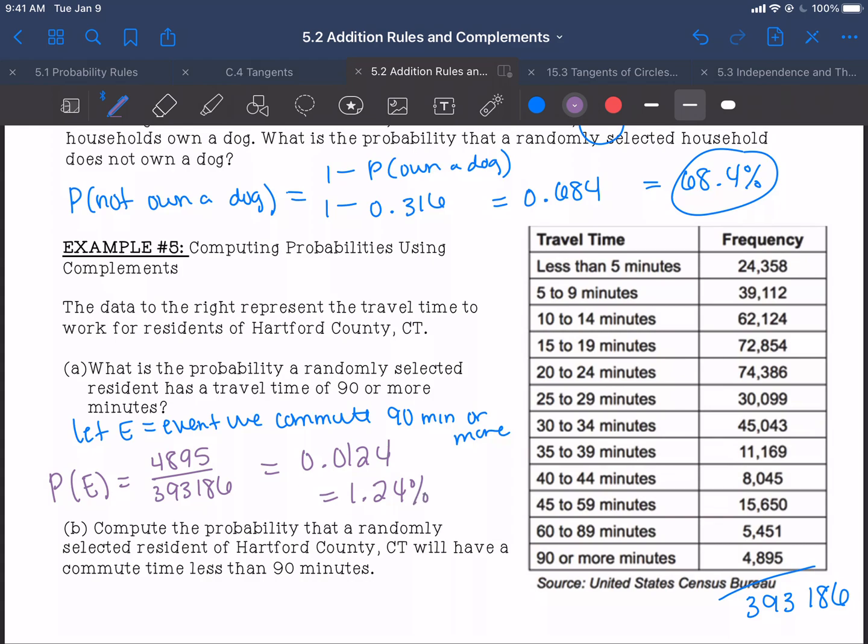Part B, compute the probability that the randomly selected resident will have a commute time less than 90 minutes. So less than 90 minutes would be all of these. So we could find the probability of each and add them together, but a quicker way is we're finding the probability of everything but what we just found. So we would take 1 minus 0.0124 to find the complement, which is 0.9876, which would be 98.76%. All right, so there is your addition rules with probability.